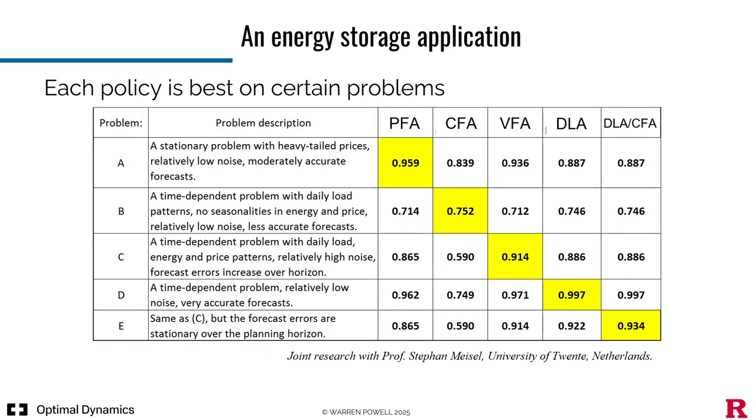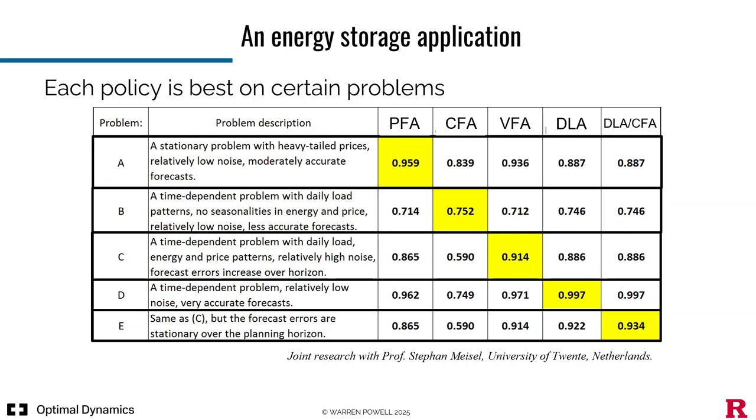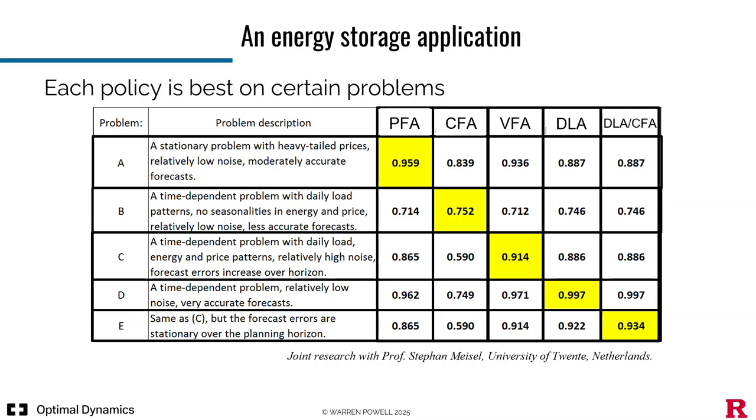Now, with another postdoc, Stefan Meisel, Stefan created 5 variations of this energy problem, and we played around with it. We made the data stationary or more random or less random. We created 4 policies, one from each of the 4 classes, plus the hybrid, which is the one that I just showed you. And each one of these 5 policies ended up working best on one of the problems, which means there's no silver bullet here. Each of the policies will have its place. Now, there are going to be problems where one of the policies really screams at you, and sometimes some of the policies, like the VFAs, are going to be very complicated to implement.